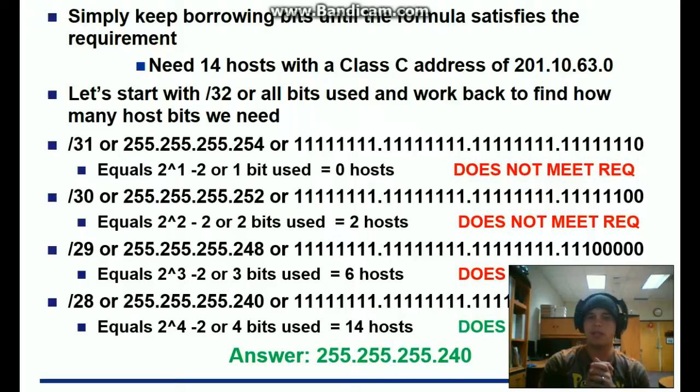All right, it's just like calculating the subnets, but instead of going from left to right, we are going right to left, and host bits are represented with zeros. All right, host bits are always represented in zeros. Networking bits or subnet bits are always represented with ones.